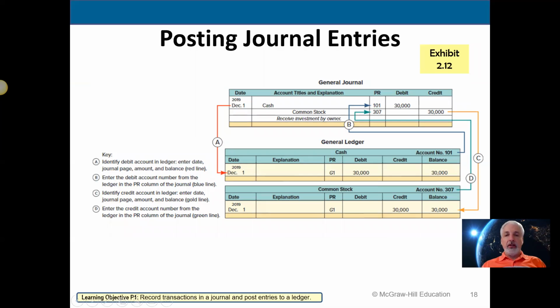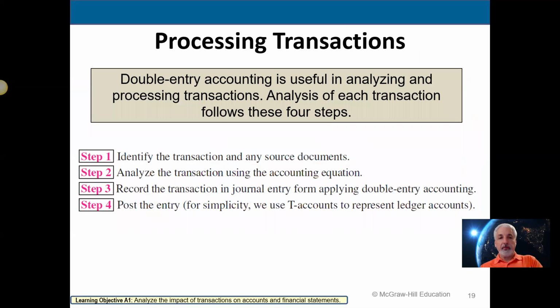Posting from the journals into the ledgers. There's the cash page, here's the common stock page. Previous screen was the page we went through. Double entry accounting is double the fun. Every transaction has 2 minimum steps. And what are the 4 steps we do? Identify the transaction and source documents, analyze using the accounting equation, record in the journals, and then post to the ledgers. 4-step process.